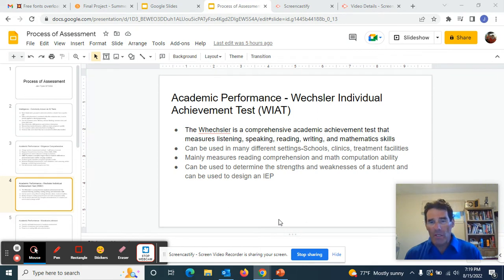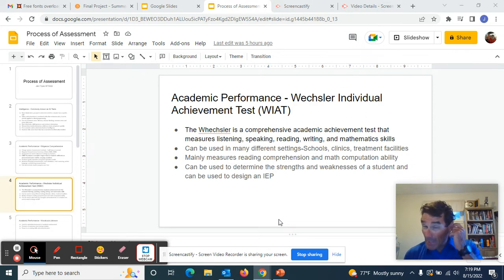It too is a comprehensive academic achievement test that measures listening, speaking, reading, writing, and mathematical skills. So, really, what you learn in school and what you're doing in school can be used in many different settings: schools, clinics, treatment facilities. So it's widely used for evaluating a child. Mainly it measures reading comprehension and math computation abilities.